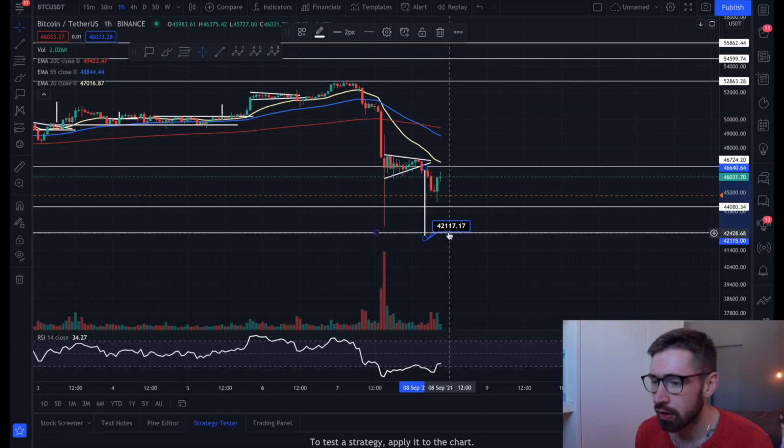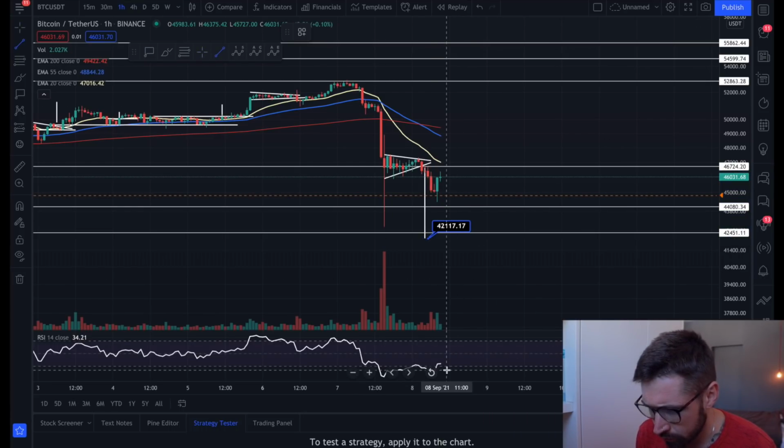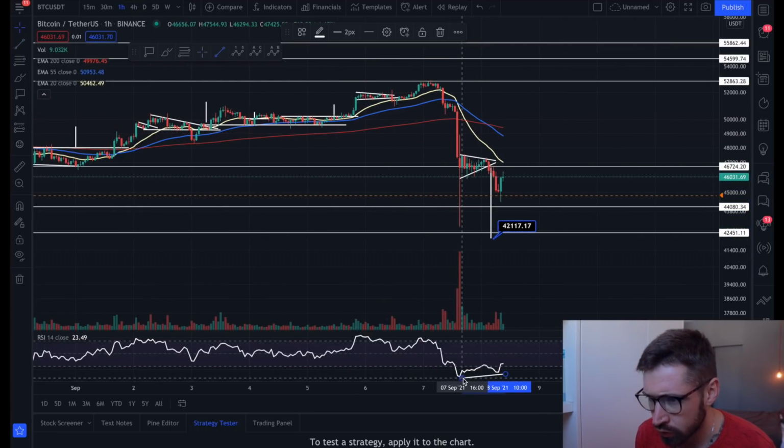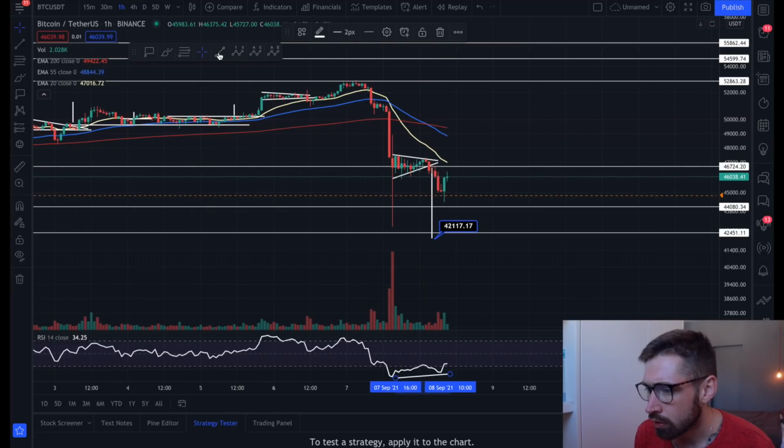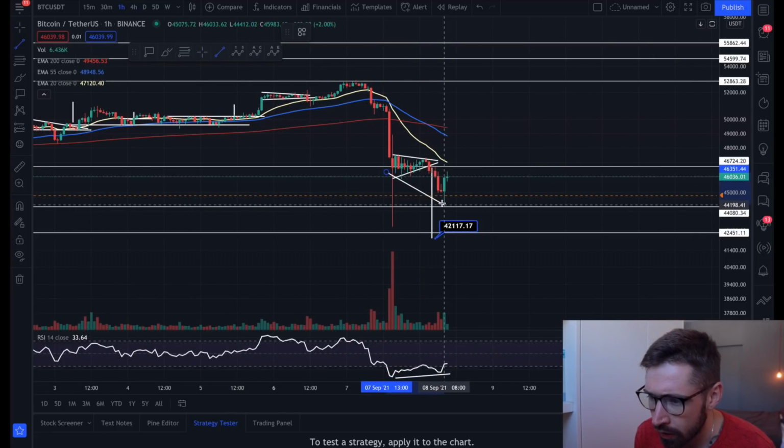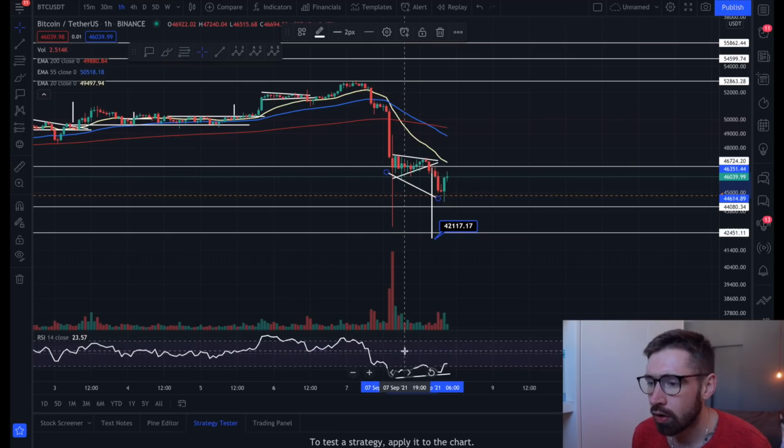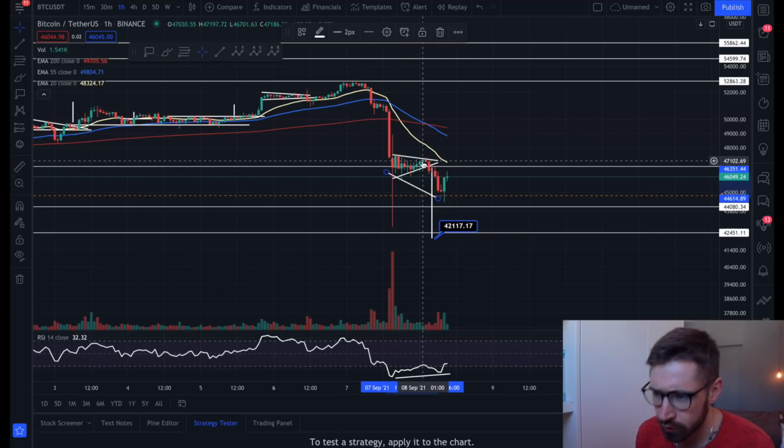That is your technical target, but as you can see here, we did have a bullish divergence. Sorry guys, we created a lower high on the chart and we created a higher high on the RSI. So we're having a relief bounce here.